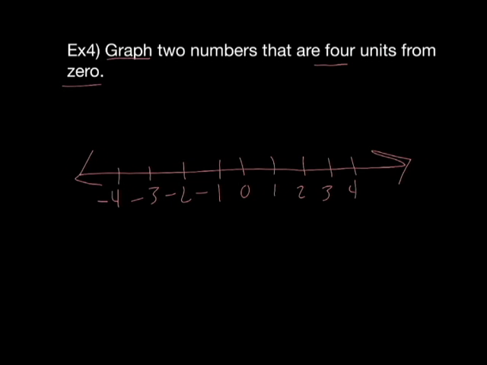Now let's go ahead and figure out what it's actually asking. Graph 2 numbers, that means we're graphing 2 separate numbers that are 4 units away from 0. So we have 0 that is right here. And we have to figure out a number that's 4 units away. And what's so cool about this, you notice from 0 there are 2 numbers that are 4 away. The +4 is 4 units away, and that is -4. That is also 4 units away.